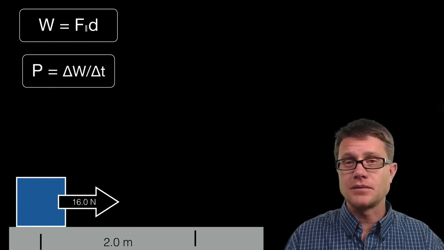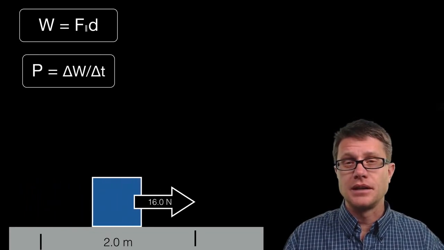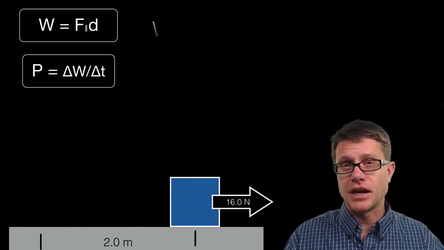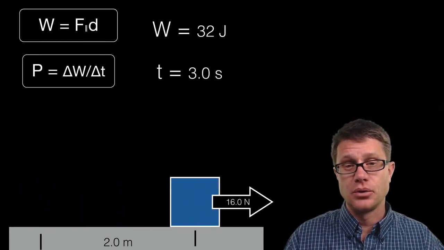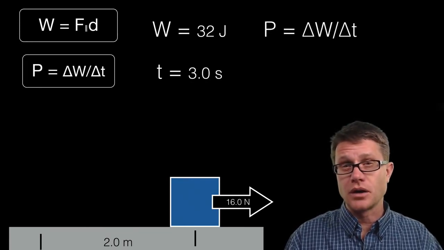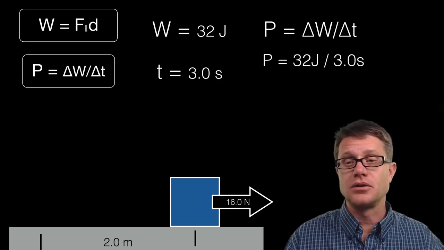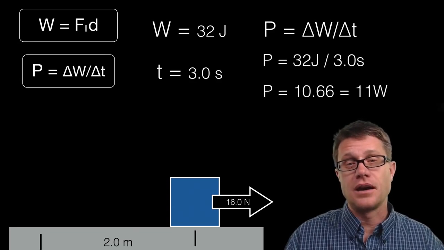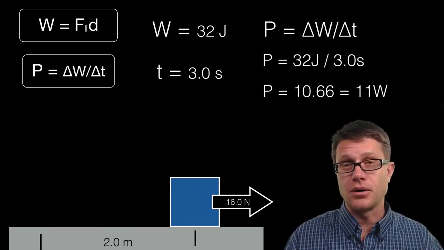So let's do this problem again. 16 Newton force, 2 meters, and let's say it takes me about 3 seconds to move it, so 32 joules. 3 seconds, so how do I figure out my power? It's simply the change in work over the change in time. So it'd be 32 over 3, and so I'm going to have 11 watts of power.